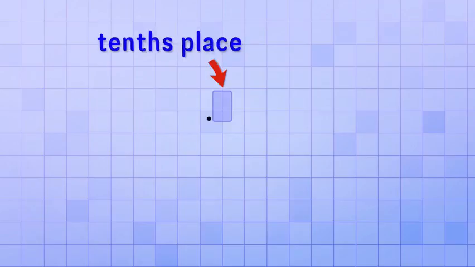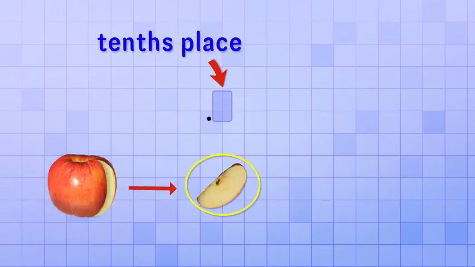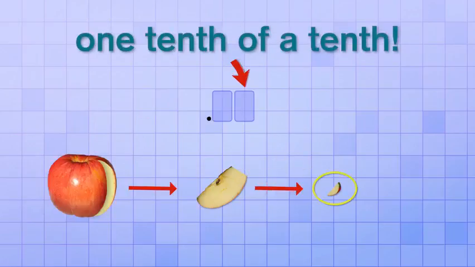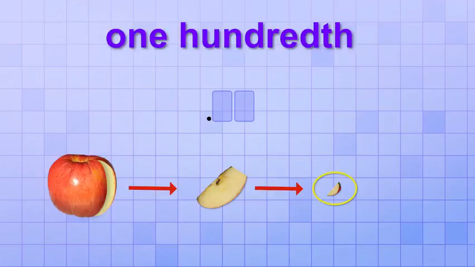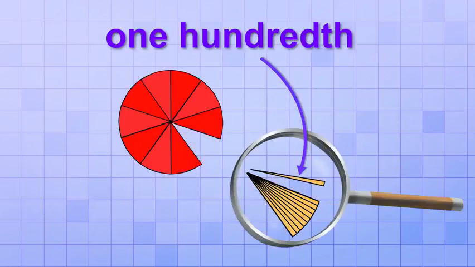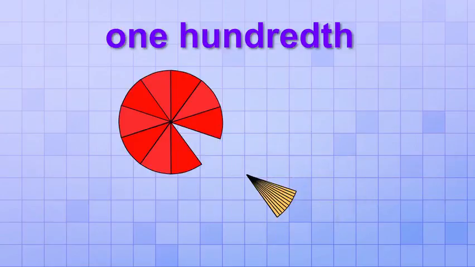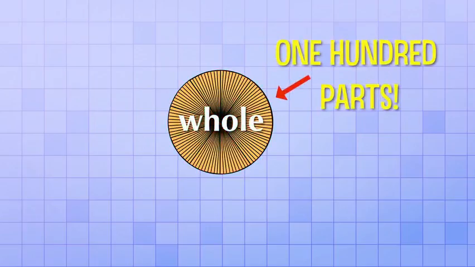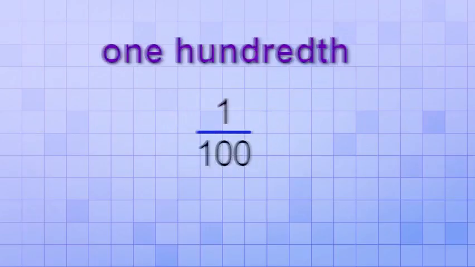So, if the tenths place counts fractions that are a tenth of 1, then the next number place over will count amounts that are 1/10 of a tenth. 1/10 of a tenth is called 1/100th, and it's the fraction you get if you take a tenth and then divide it into 10 equal parts. It's a very small fraction, and it's called a hundredth because it's the same fraction you'd get if you take a whole and divide it up into 100 parts. So its fraction form looks like this, 1 over 100.